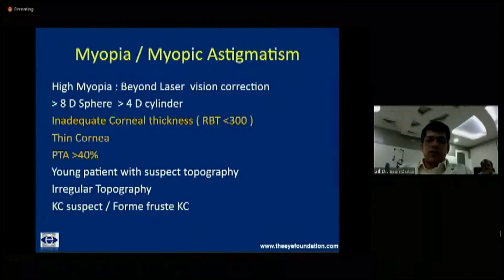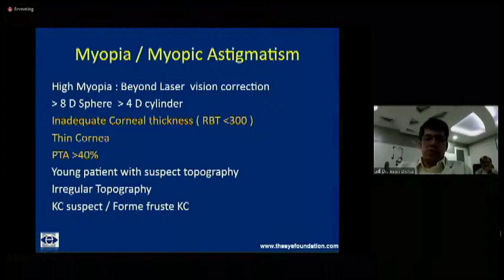The second indication would be in cases where the numbers don't match up, an inadequate corneal thickness. We're not able to achieve a residual bed thickness of more than 300, a thin cornea, or a percentage of tissue ablated being more than 40%.